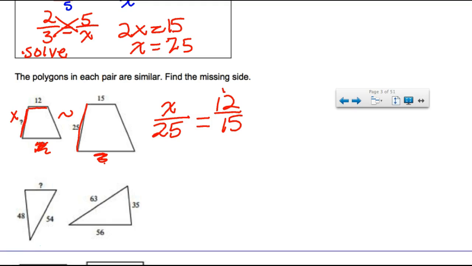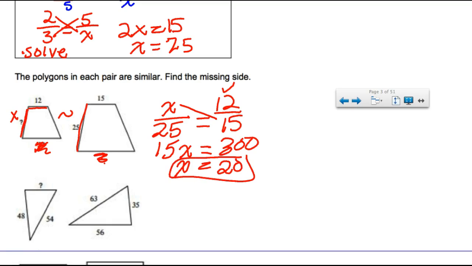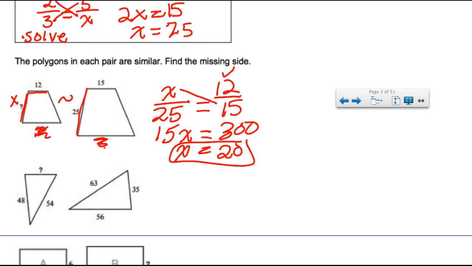And I have a couple options. Again, I can reduce this fraction if I want to, but if you don't like that, you can always just go right to cross multiplying. And if you have a calculator, it really doesn't matter. So I'd have 15x is equal to 25 times 12, which is 300. And then I would divide both sides by 15, and 300 divided by 15 is a nice 20. And I'm done. I found the missing lengths by setting up a proportion.